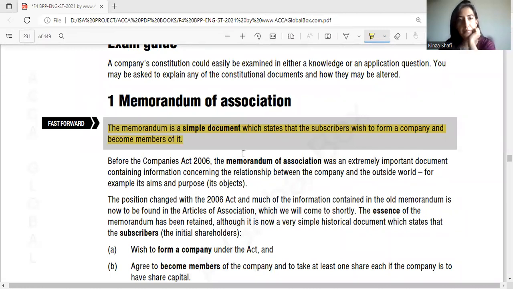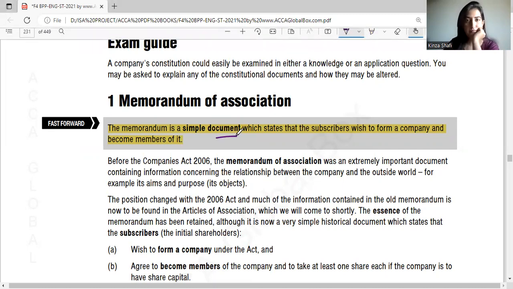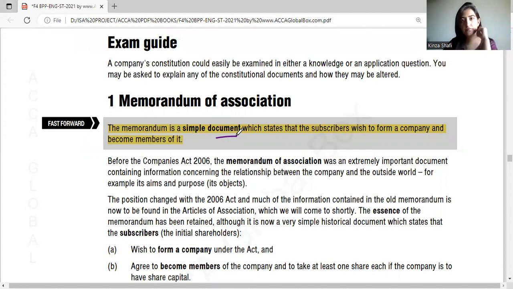Wish to form a company and become members of it. Okay, memorandum of association, a simple document. Number one, which states that the subscribers wish to form a company. Number two, and become members of it. Number three. So these are the 3 points.